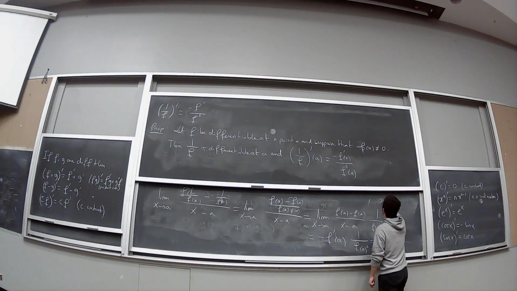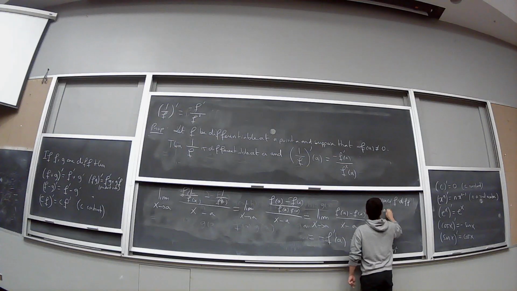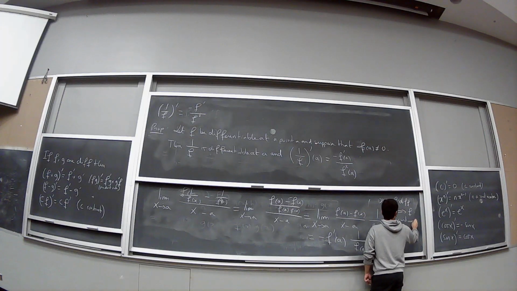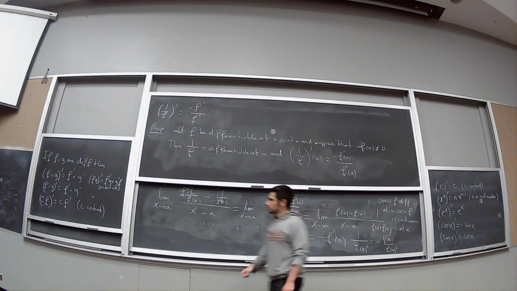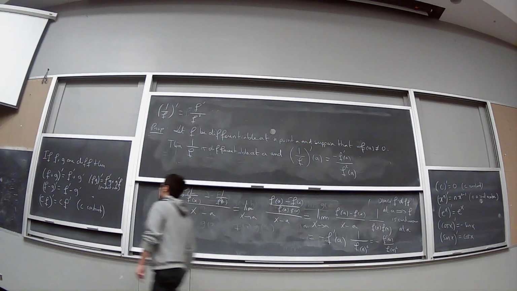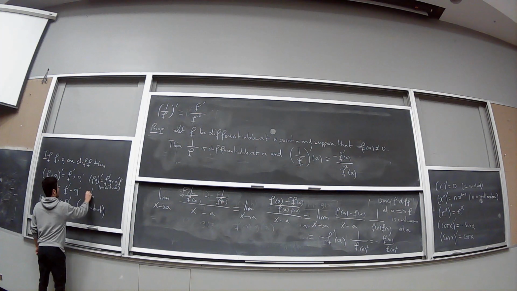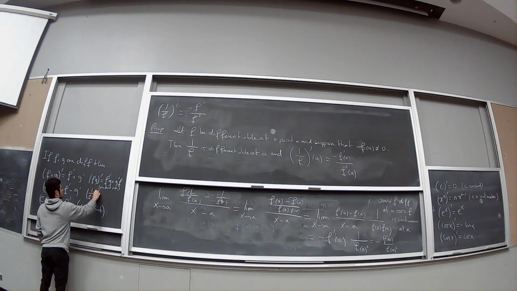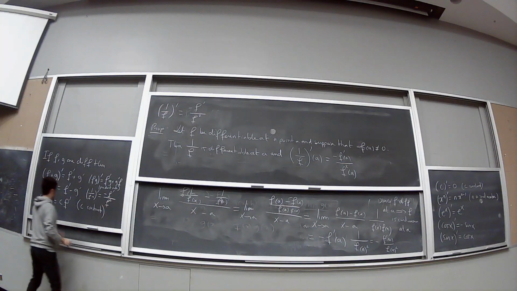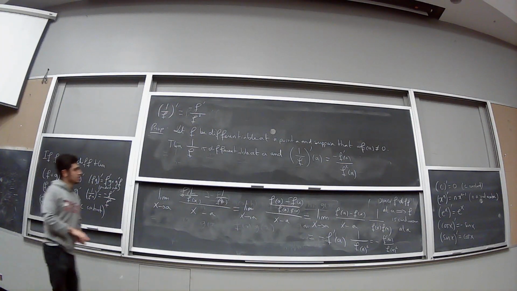Since f differentiable at A implies f is continuous at A. Okay? So hence we have proved this. Let's add one more here. (1 over f) prime is minus f prime over f squared. I think we'll have space for one more.